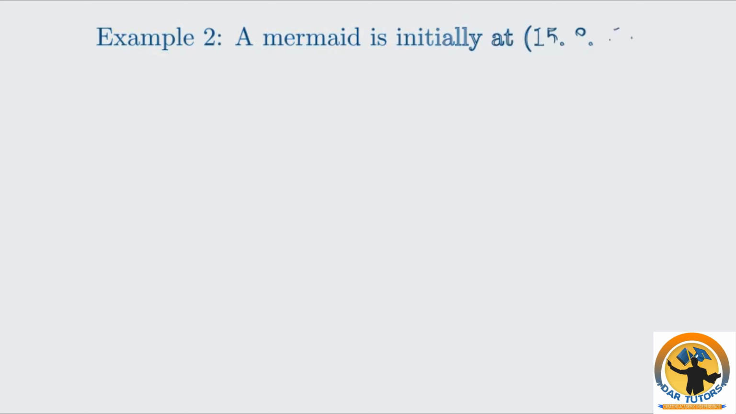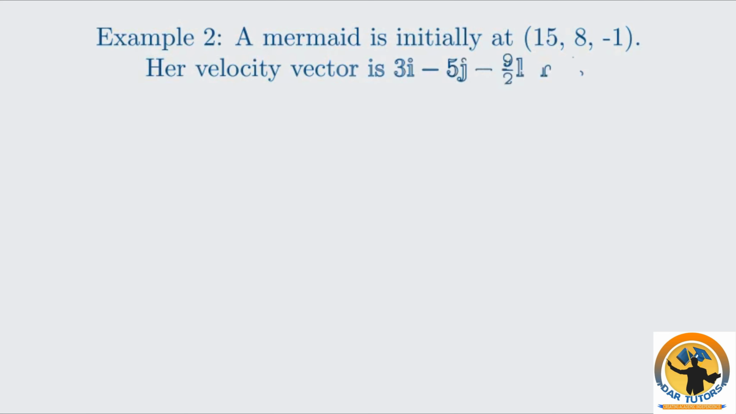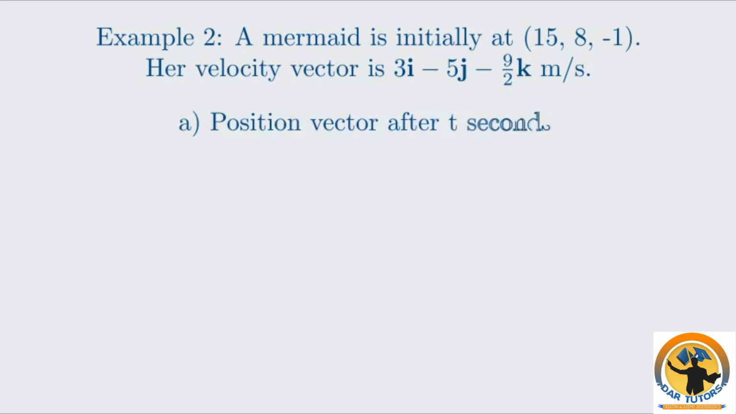Now, let's extend these concepts to 3 dimensions. The principles remain the same, but we'll be working with 3D vectors. Consider a mermaid initially at the point (15, 8, minus 1). Her velocity vector is 3i minus 5j minus 9 over 2 k in meters per second. We need to find her position after t seconds, her speed, and the time when she reaches a depth of 28 meters.